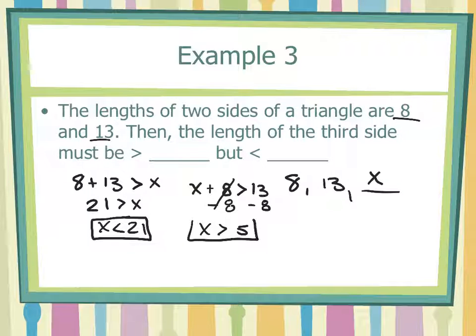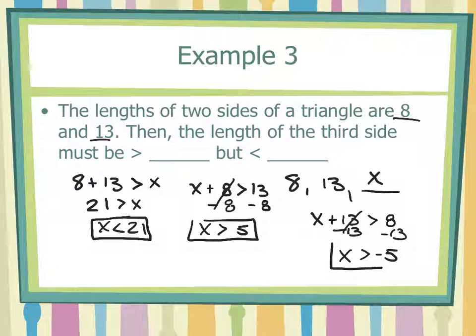But wait a minute. I can see what x has to be less than and what x has to be greater than, but there's still one more combination I have to do. What is the other combination? x plus 13 has to be greater than 8. And where do I go from here? Let's subtract 13 from both sides. What is 8 minus 13?